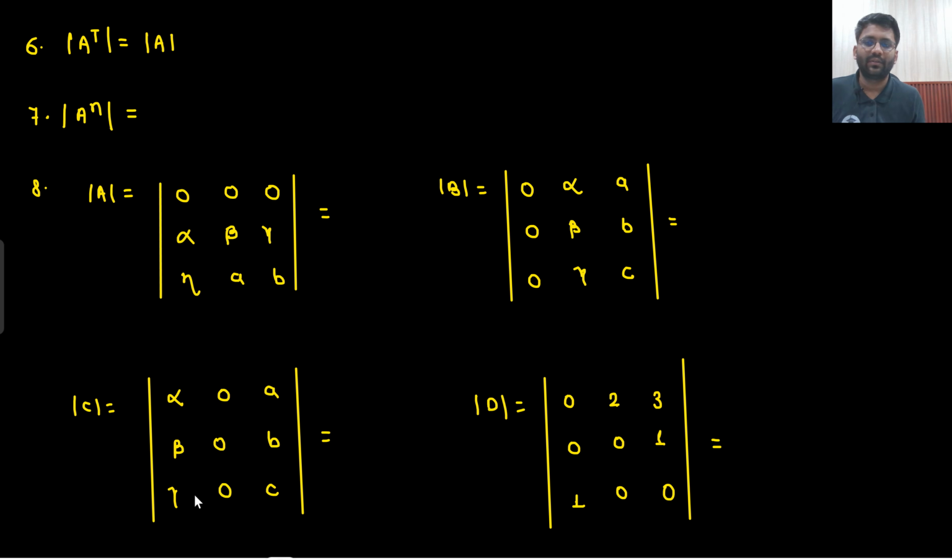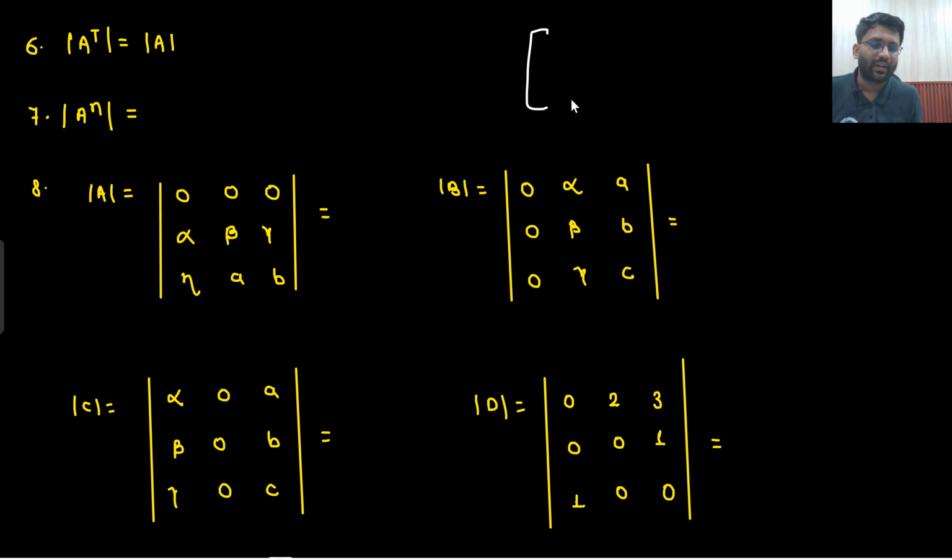Understandable? Very straightforward. Now determinant of A transpose is equal to determinant of A only. You can do it on your own. Okay, very simple, very straightforward. Determinant of A transpose is equal to determinant of A. It is pretty simple, no? Because you are just doing the transpose. It will not change the determinant value.